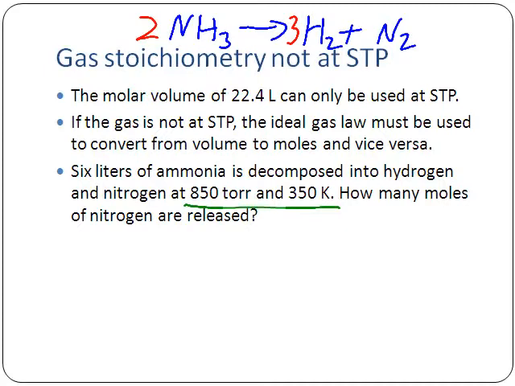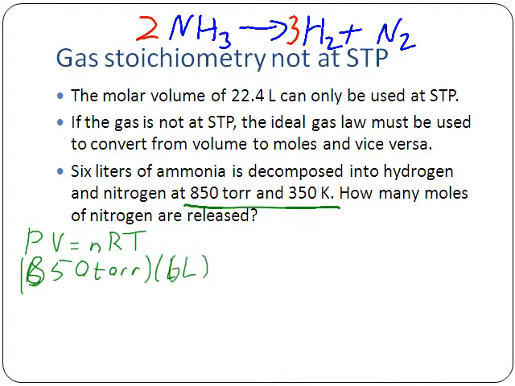And so based on this, because this is not STP, I am going to have to use the ideal gas law to figure out what my conditions are here. And so I say I've got PV equals nRT. My pressure in this case is 850 torr, times the volume, which we say is 6 liters, equals n, which is what I'm looking for, times R, 62.36, times T, the temperature, which is 350 K.